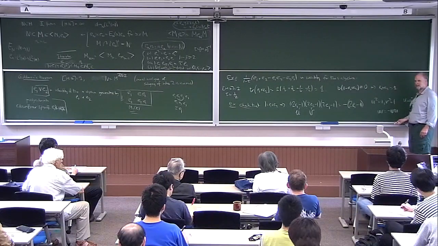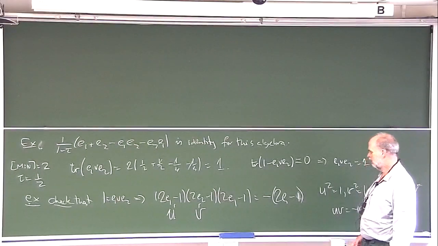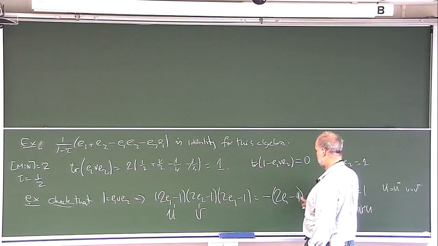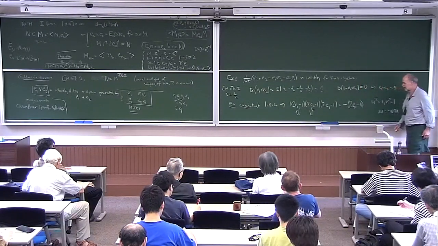Okay. Nothing but an exercise. Is it a 2 instead of a 1 on the last? 2E1 minus 1. So it would be 2E2 minus 1. Should be 2. Thank you.